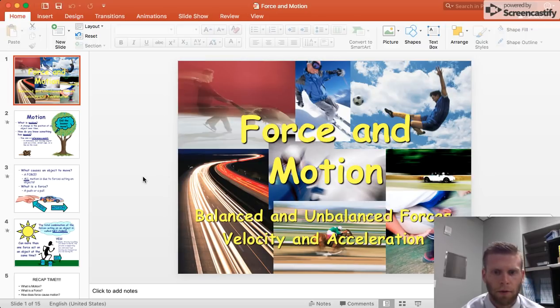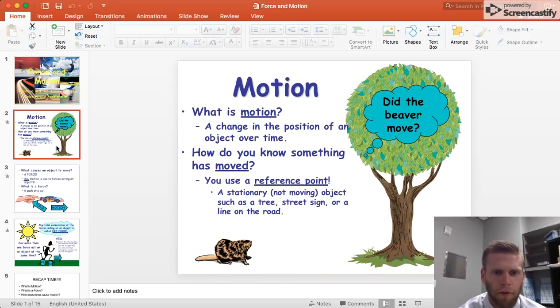All right, welcome to Force and Motion, Balanced and Unbalanced Forces, Velocity and Acceleration. All right, so first we're going to talk about motion. So what is motion, you might ask yourself? It is a change in the position of an object over time.